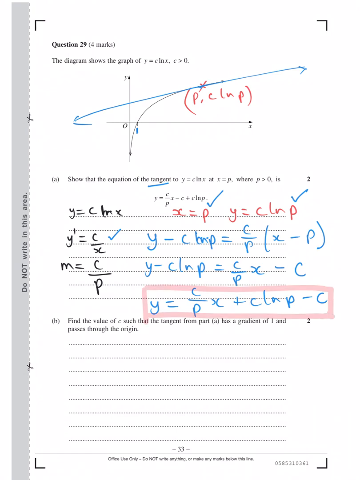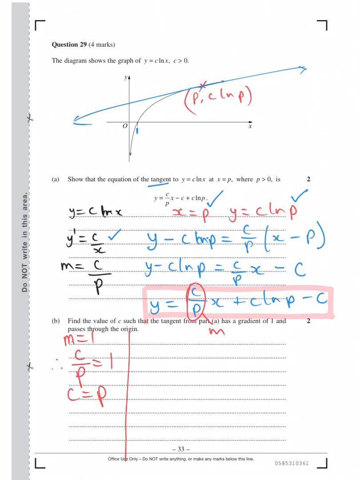Part B asked me, find the value of c such that the tangent from A has a gradient of 1 and passes through the origin. All right, so we've got a couple of criteria here. What it means is my gradient's going to be 1, so I'm going to have my gradient equals 1, therefore c over p, which is my gradient from here, is equal to 1. Or, to put it another way, c equals p. And also, if I've got a y-intercept of 0, it's got to pass through the origin.